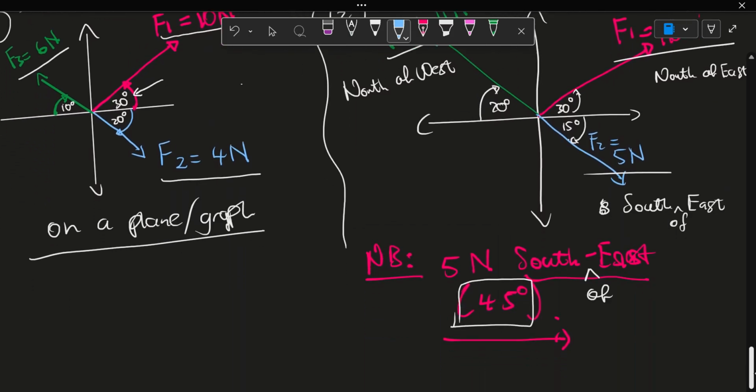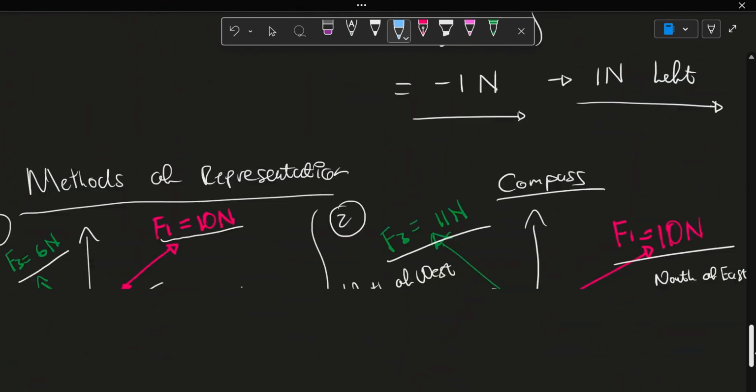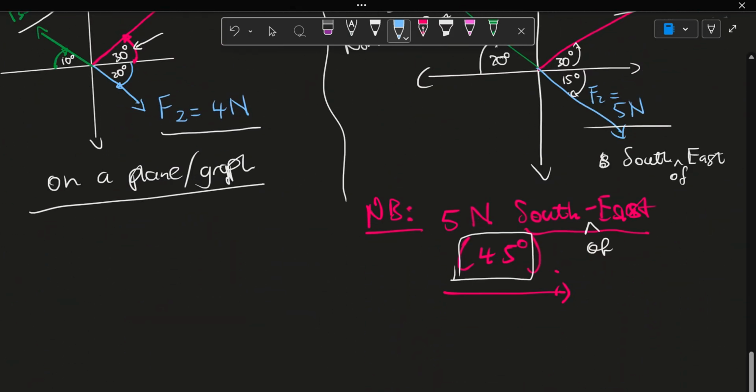We have covered all of these in this video. In the next video, we'll be looking at motion in 1 dimension.